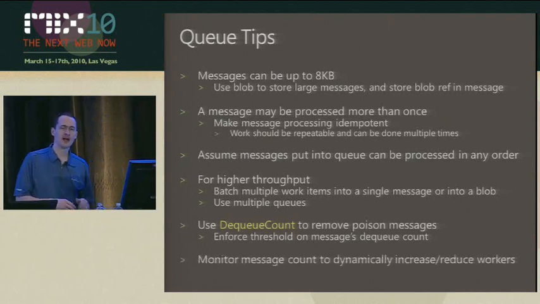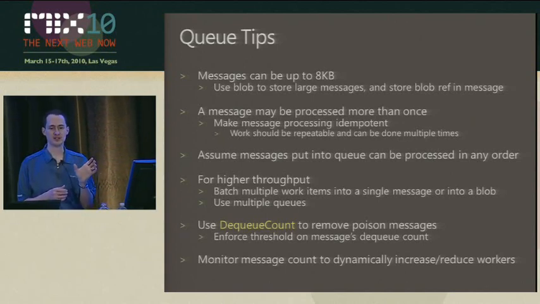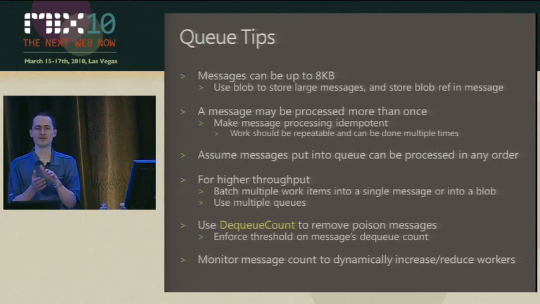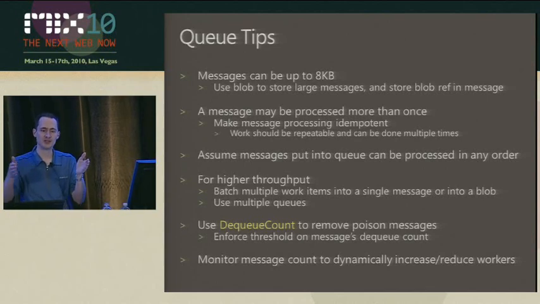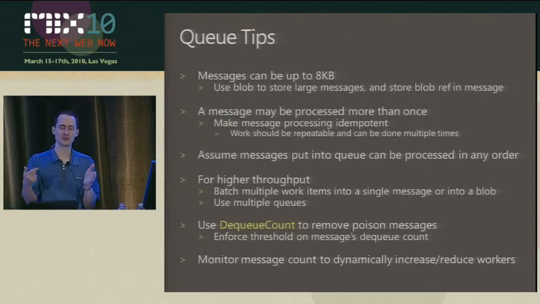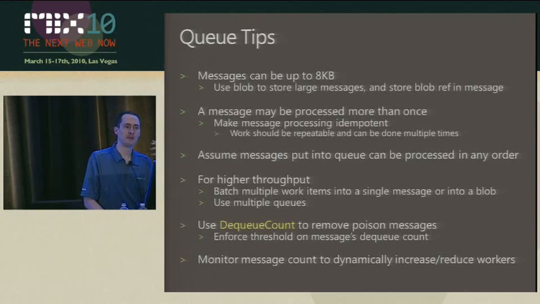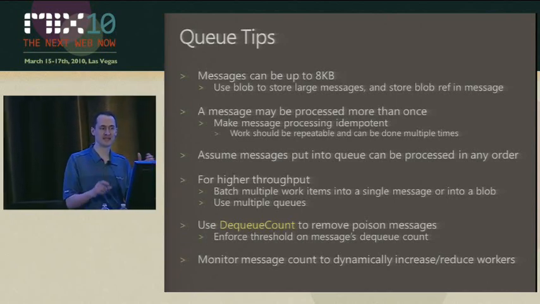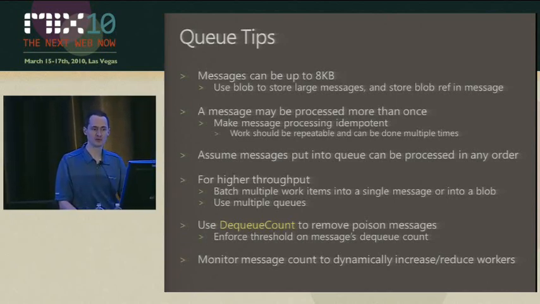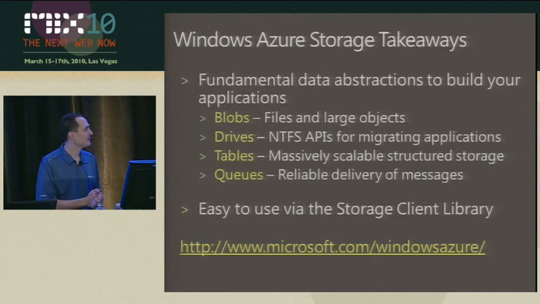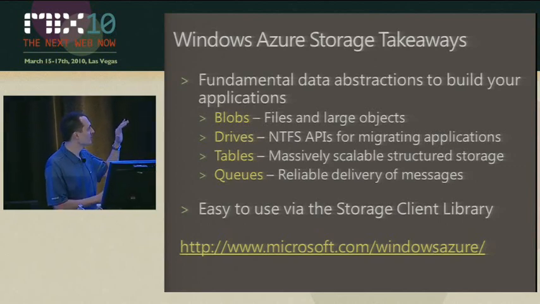And finally, you're also able to monitor for a queue the approximate number of messages in the queue. And this is very useful for potentially scaling up or scaling down the number of workers you have. So if you look at the queue and it's overflowing with messages, you may want to spin up some more workers. If the queue's basically empty, you may want to spin down the number of workers you have. And we provide management APIs in Windows Azure to make it easy for you to spin up and spin down those roles.